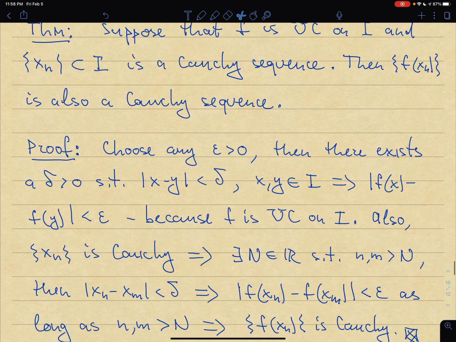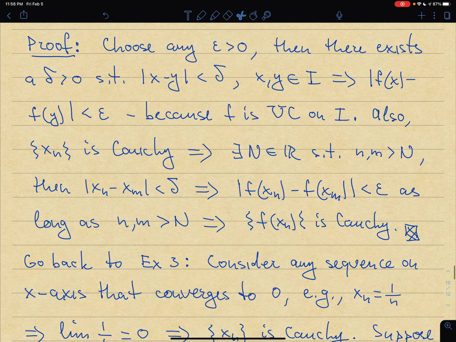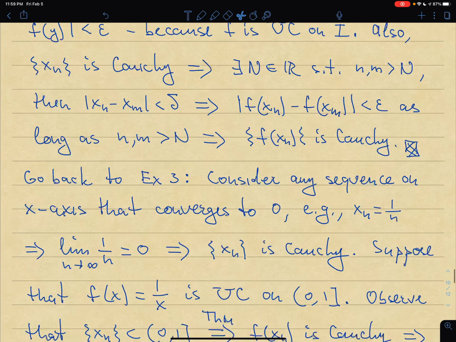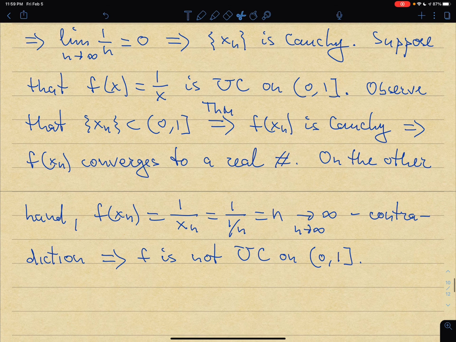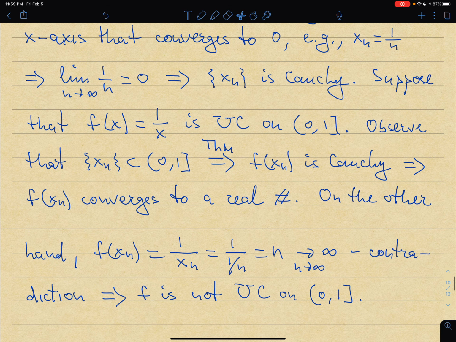So to disprove that a function is uniformly continuous, I have to do something else. And one of the tools is a theorem that I just proved, right? If the function is uniformly continuous, it has to map Cauchy sequences to Cauchy sequences. So if I want to disprove that the function is uniformly continuous, I can provide an example of a sequence which is Cauchy on the x-axis, but once I map it to the y-axis, it's no longer a Cauchy sequence.